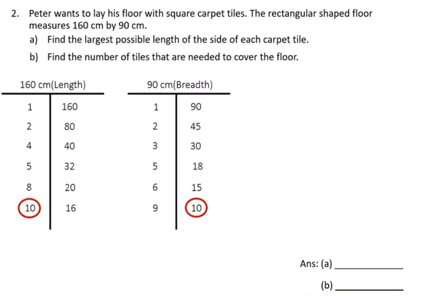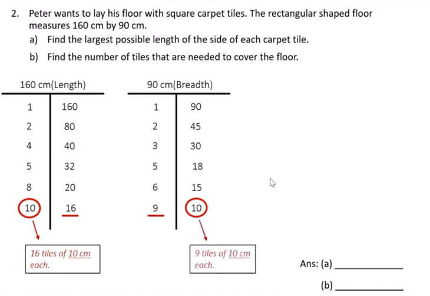Which one, Nikki? Nikki, which one is it? 9 tiles of 10 cm each. Very good. So that means the 10 refers to the measurement. So over here, you have 10 and 16. It means that this one will be 16 tiles of 10 cm each, whereby this one, that's what Nikki said, 9 tiles of 10 cm each.